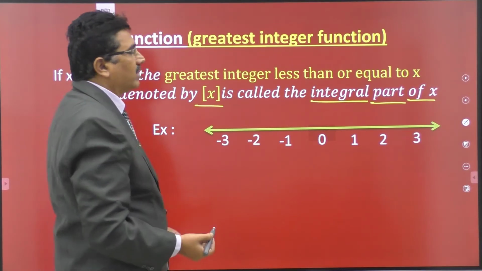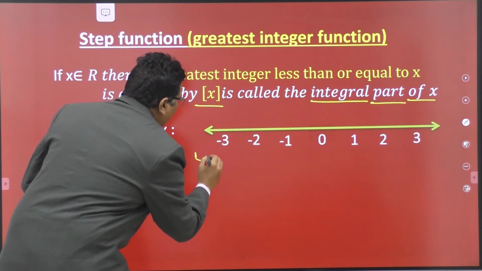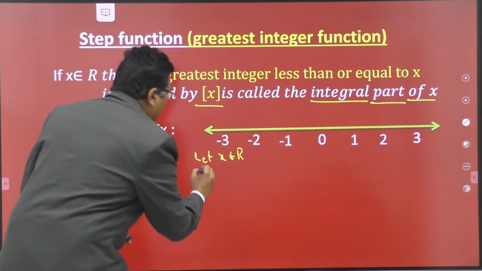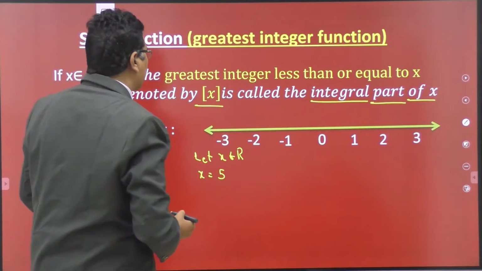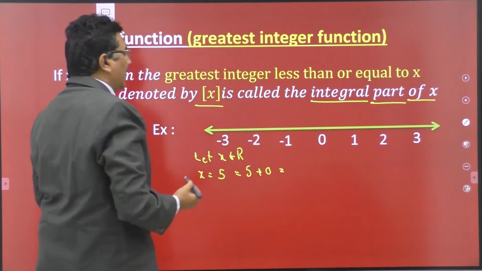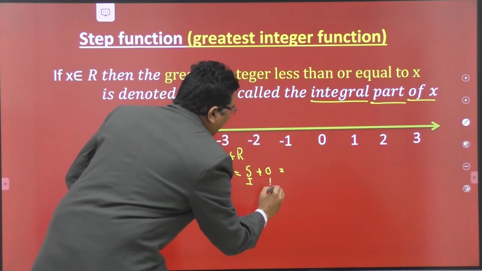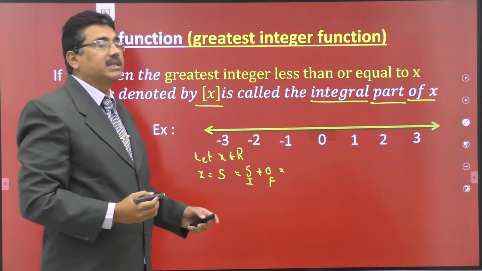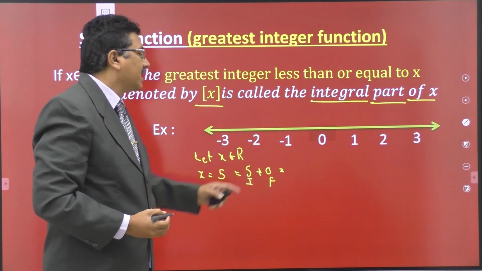What does box x denote? Right, let x be any real number, x belongs to R. Suppose x is equal to 5. 5 can be written as 5 plus 0. 5 is called the integral part. 0 is called the fractional part.